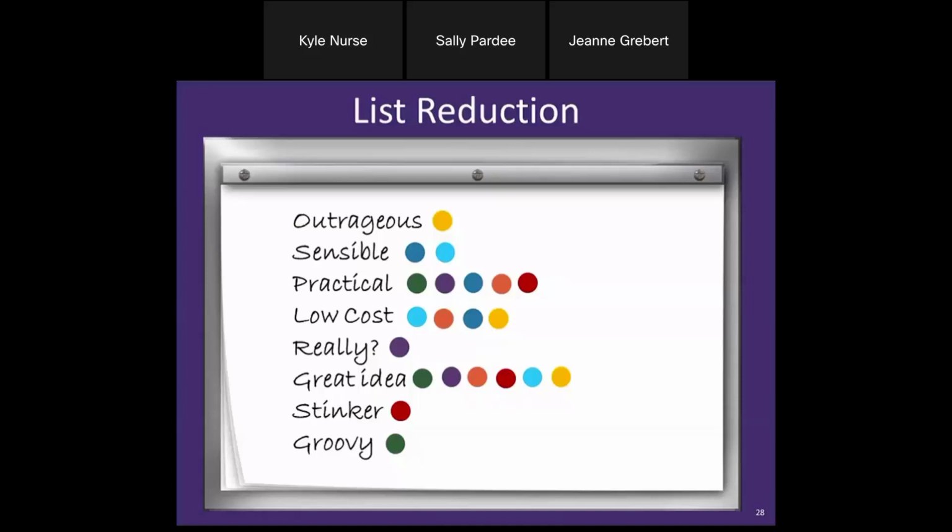Next, you give each person 3 dots and have them place their dots next to the solutions that they like the best. By doing this, you'll start to see that some ideas don't have as much interest. This will allow you to put your energy into those ideas that have the most support. In this example, 5 of the proposed solutions have 2 or less dots, and that would be the really idea, the groovy idea, and the outrageous idea, which I guess makes sense. You could ignore those for now and then focus on the 3 solutions that have more support, which are the practical idea, the great idea, and the low cost idea.